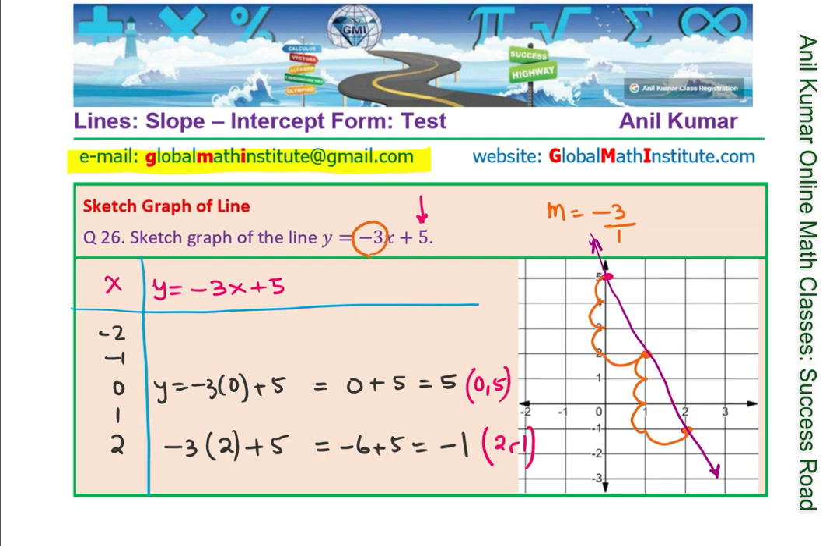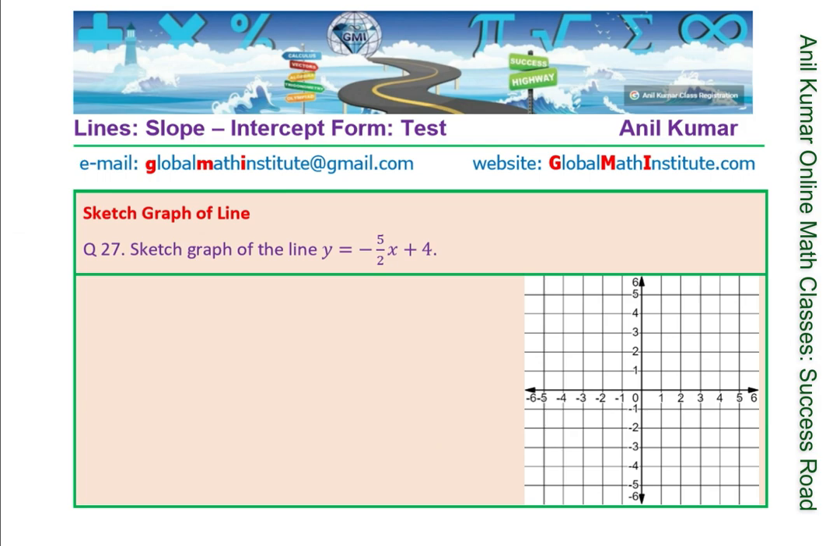I hope it makes sense. So it is as simple as that. Similarly, continue with the other equations. Now in this equation, I have m value, which is a fraction. So let me rewrite the equation, which is y equals minus 5 by 2x plus 4, right?